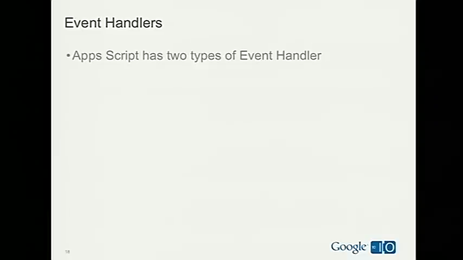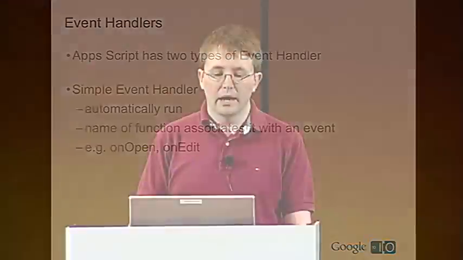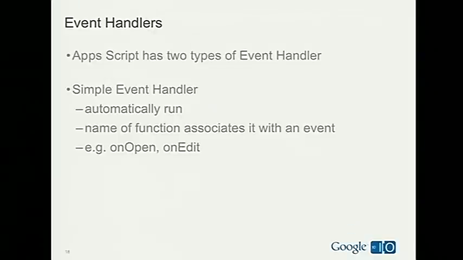Okay. So event handlers. Apps Script has two different types of event handlers. The first type is a simple event handler that is automatically run in response to actions happening on the spreadsheet. The name of the function associates it with an event. So onOpen is run when the spreadsheet is opened, onEdit is run when the spreadsheet is edited, and so forth. These simple event handlers run in a very, very tight security sandbox. They're not allowed to do anything too crazy. They can access the spreadsheet, they can color code things, they're able to create menus, for example, but they're not allowed to look at anybody's private data.